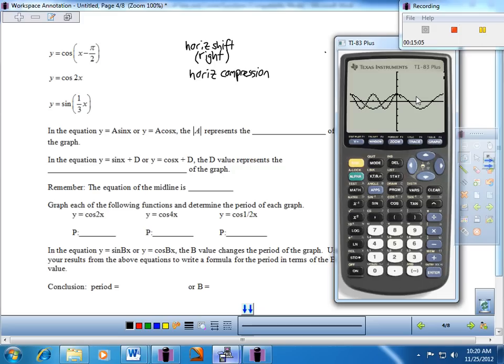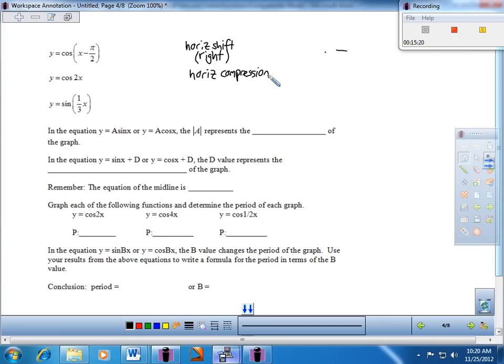And what changes when I do that, of course? Well, it's not the midline, not the amplitude, it's the period. And now we found a way, everybody, to affect the period. Throwing a number in front of the x is going to affect the period one way or the other. And here's why, everyone, because instead of a 2, it looks like I've got 1/3.